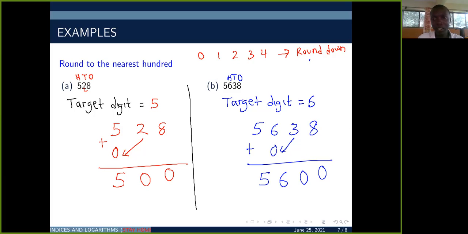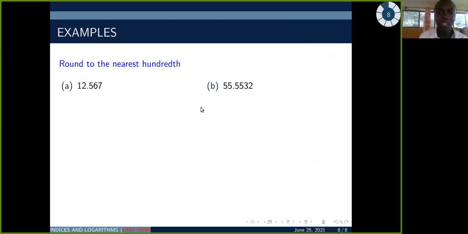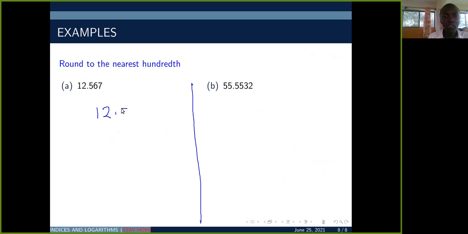But I think these examples are not yet enough for you. Let me add you more. Let's look at rounding to the nearest 10. So we have 12.567. What is our target value? You know that this is 1 and this one is 10. So in your 10th position, the target digit is 6. So this is our target digit.